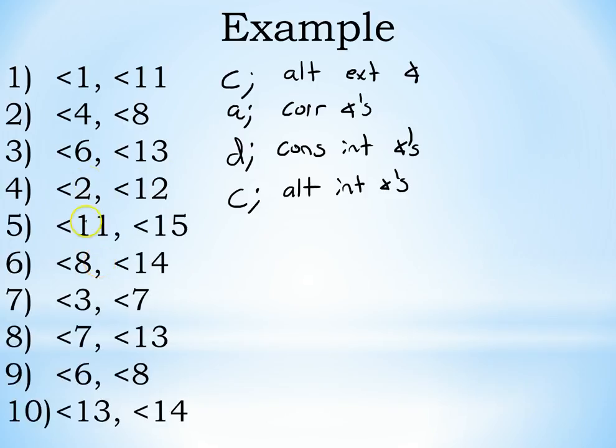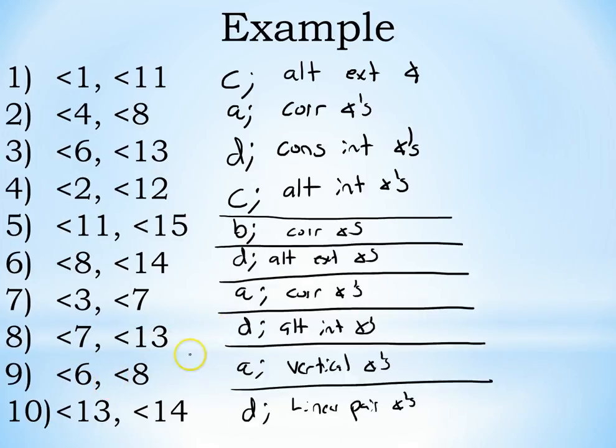Pause the video so you can work on 5 through 10 on your own, and fill in exactly what angle pairs they are based off the definitions you have. Alright, so here are your answers. For number 5, angles 11 and 15 are formed by transversal B. They're corresponding angles. 8 and 14 are formed by transversal D. They're alternate exterior angles. 3 and 7, transversal A, corresponding angles. 7 and 13, transversal D, alternate interior angles.